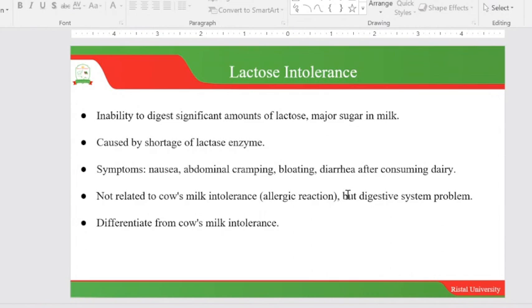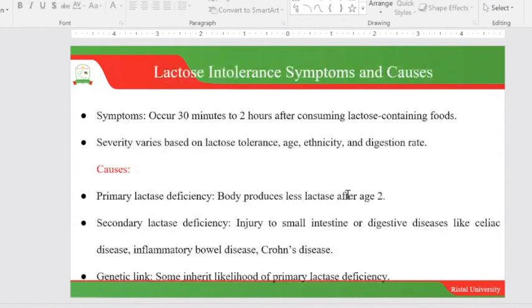Realize that some people cannot take cow's milk, but they can take goat's milk and camel milk, etc. And also, we need to be able to differentiate this lactose intolerance from cow's milk intolerance. And management of this typically involves dietary modification, I should say.